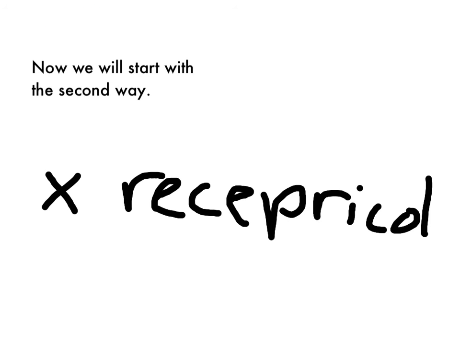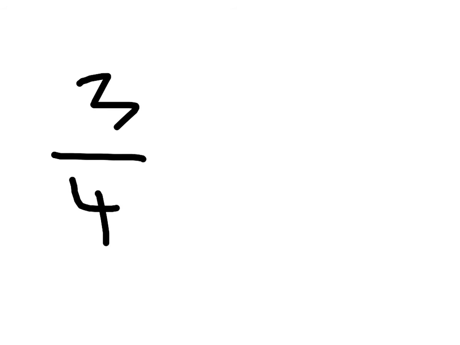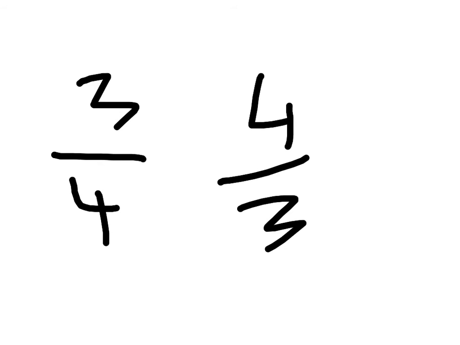The second way is multiplying by the reciprocal. A reciprocal is turning the fraction around. For example, if we have 3/4, the reciprocal would be 4/3. And we are going to use this method in multiplying fractions. Multiplying fractions is the same as dividing fractions, except you just need to change to the reciprocal.